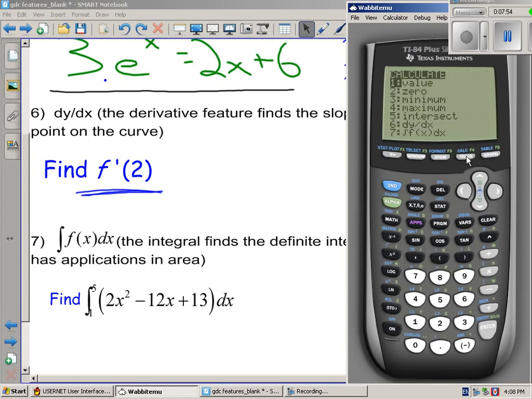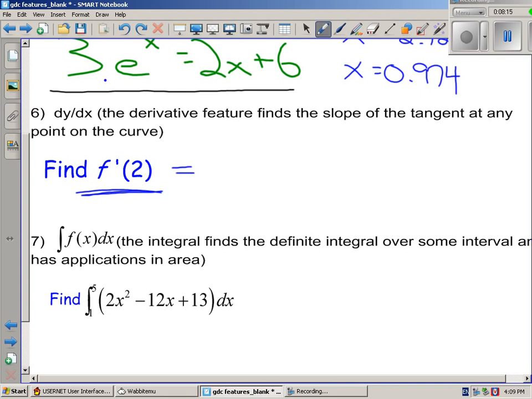I just go second calc, 6 for the derivative, and tell it I want to use an x value of 2. So I'll just go through that again. Second calc, 6, an x value of 2, and it tells me that the slope or gradient there is -4. Again, pretty slick. It wouldn't have been hard to differentiate the function of f, but this saves us a tiny bit of time.